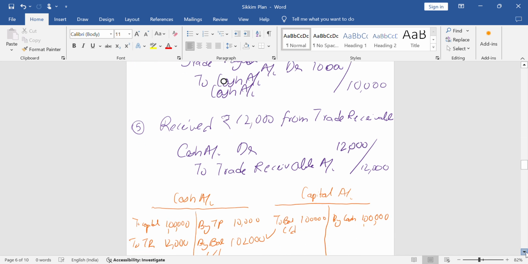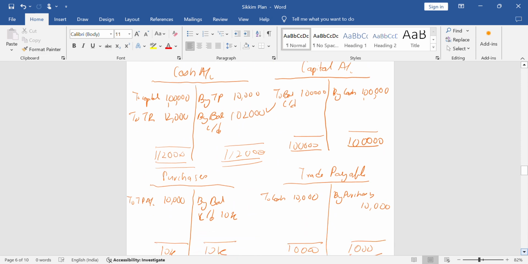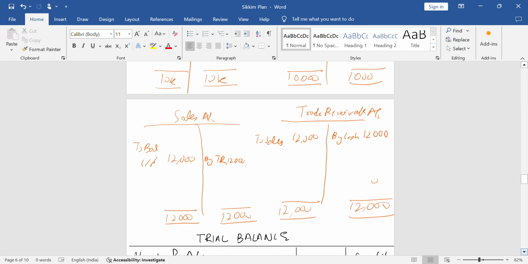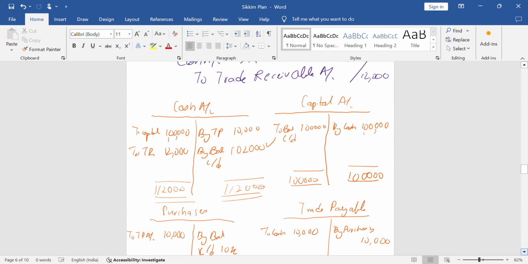So you need to first count how many accounts we have, so that you will draw the T accounts accordingly. So we have 6 accounts: cash account, capital account, trade payable account, purchase account, sales account, and trade receivable account. See, in the cash account, if you remember the first transaction, cash account debit to capital account, you just have to copy that journal entry into these accounts. Cash account is above, that means debit to capital account, rupees 1 lakh.